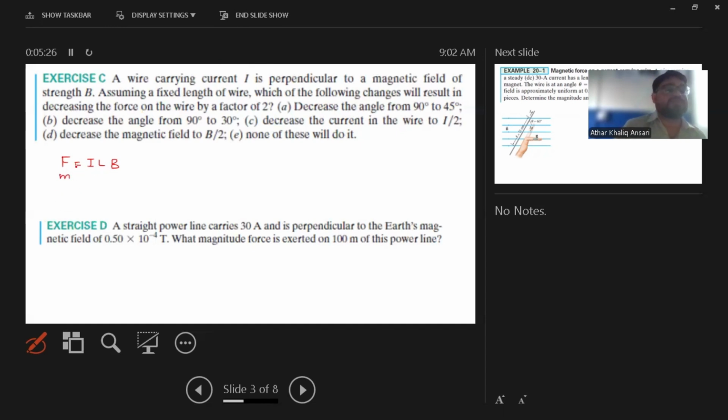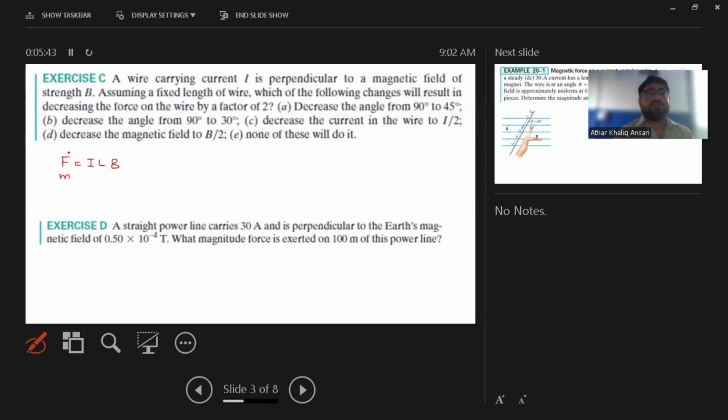So when force is maximum, what do we have? We have ILB. No need for theta here.